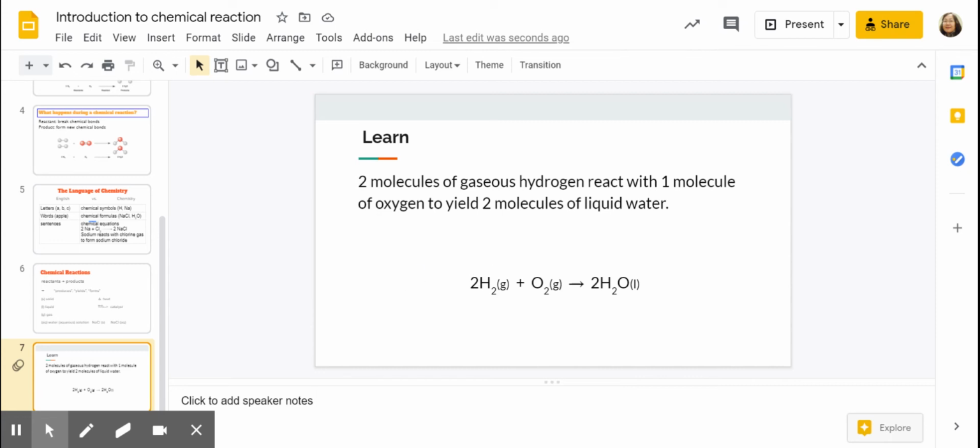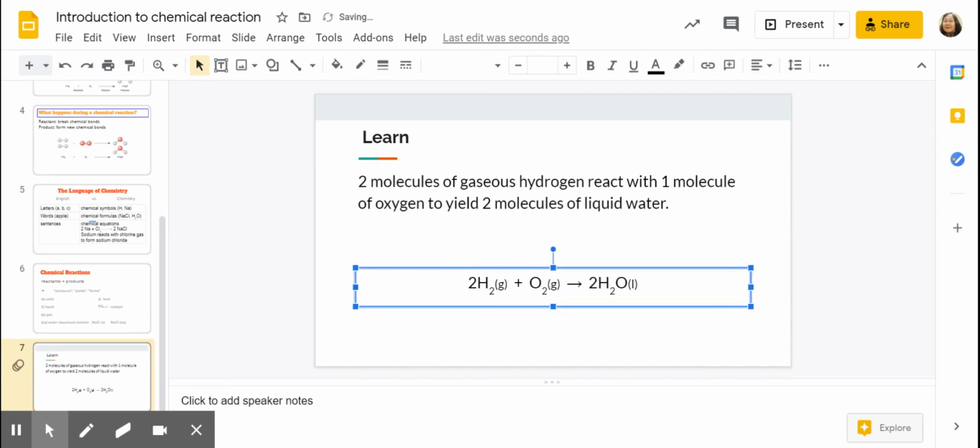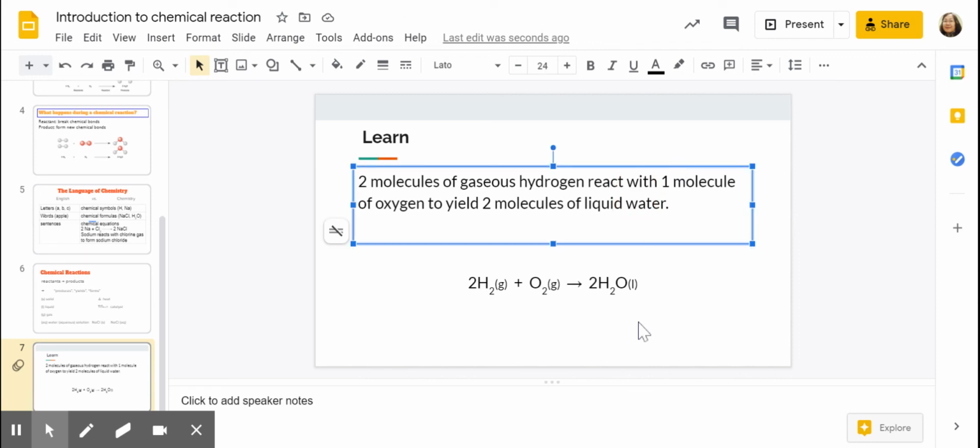In English, when we see two molecules of gaseous hydrogen, two molecules of hydrogen, H2 gas, so it's a g, react with, plus sign, one molecule of oxygen, one, we don't bother to write it. Oxygen is O2. It's another gas, so we put a g. To yield, which is the arrow, two molecules of liquid water, so it's 2H2O, and put an l, which represents liquid. So in chemistry, we just write it this way, which means this whole sentence. We use English to explain it.